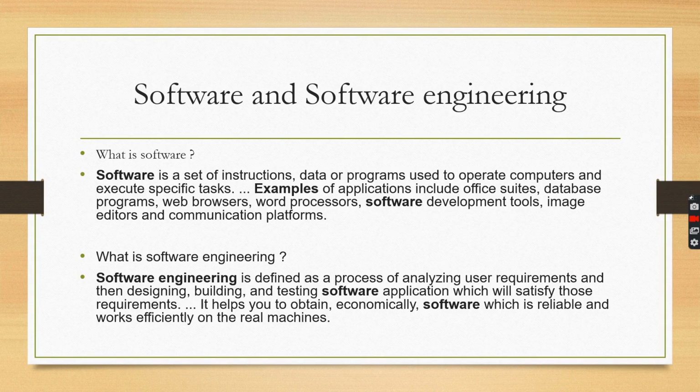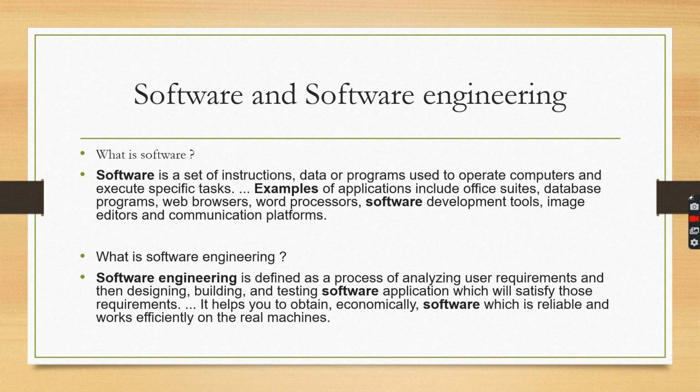What is software? Software is a set of instructions, data or programs which is used to operate computers or execute simple tasks. So basically, software is written code of instructions or data which is normally used while running a computer or to do a specific amount of tasks. Some examples of software are office suites, database programs, word processors, etc.